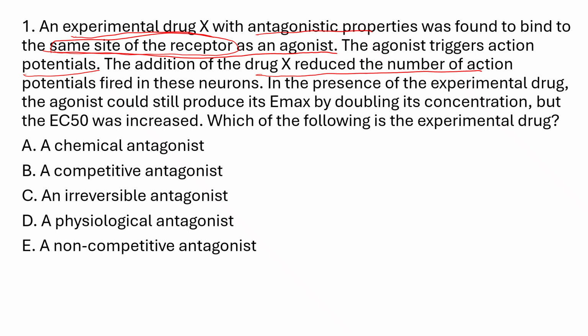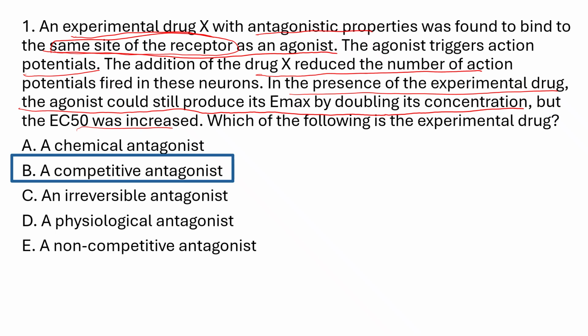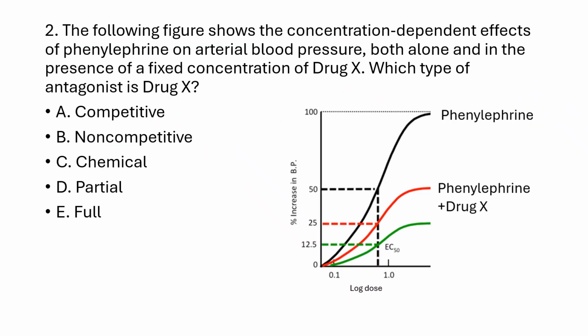In the presence of the experimental drug, the agonist could still produce the Emax by doubling its concentration. That means while increasing agonist concentration, you are overcoming the antagonistic property. So the EC50 is increased, potency is decreased. So this is the competitive antagonist. Now let us discuss the incorrect options.